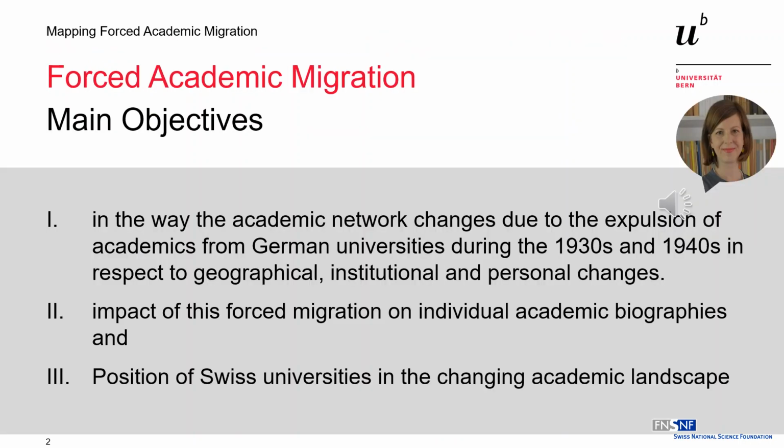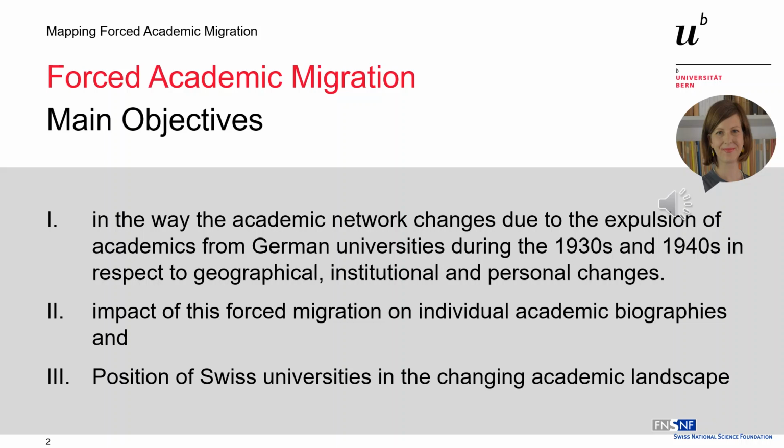In April 33, the law for the restoration of the civil service was passed in Germany. In the course of the following months, over 3,000 academics lost their jobs. Most of them were Jewish. Roughly 50% of them went into exile, which caused likely the largest academic migration in history. This vast migration is the topic of our project.